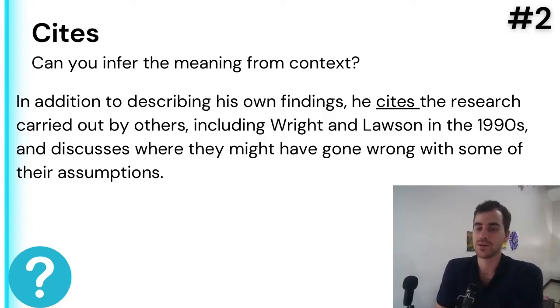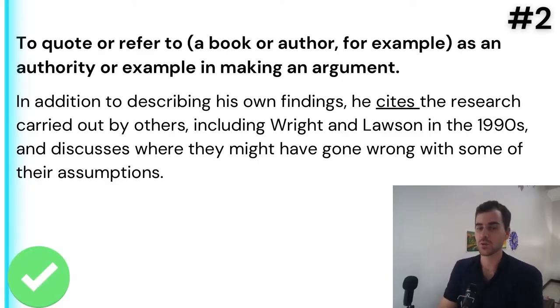So we're talking about research. When you're in school and you need to write an essay, how do you give credit to other people's research? You cite the research. We can see here, it means to quote or to refer to. So, cite is a verb. He cites the research carried out by others.